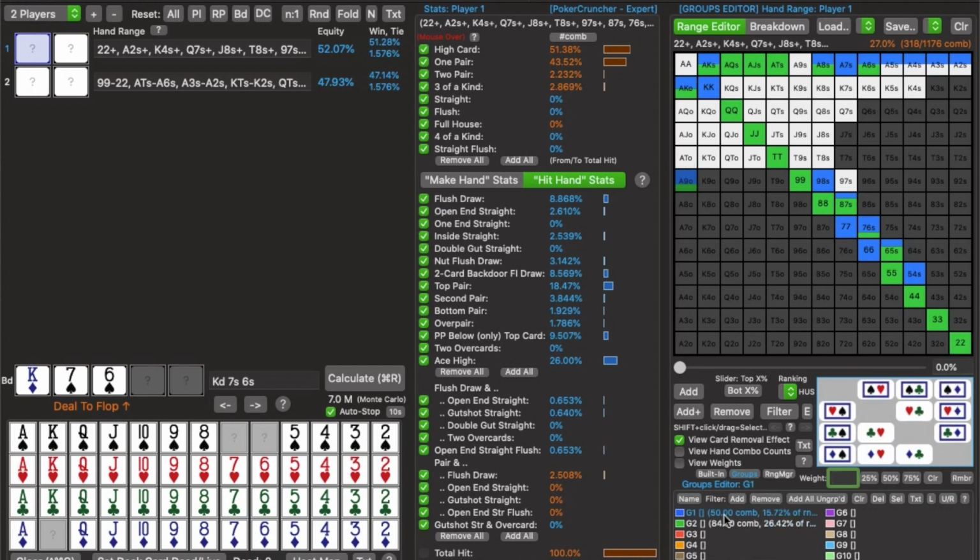Ace 10 offsuit. I don't really see a reason to bet ace 10 offsuit, so I'd check it. Ace jack offsuit, I'd also check. Ace queen offsuit, I would check. Pocket aces, I would bet pretty much all the time. King queen offsuit, it's one of the stronger top pairs in a range. So I would bet all of our king of spade combos and then check the rest.